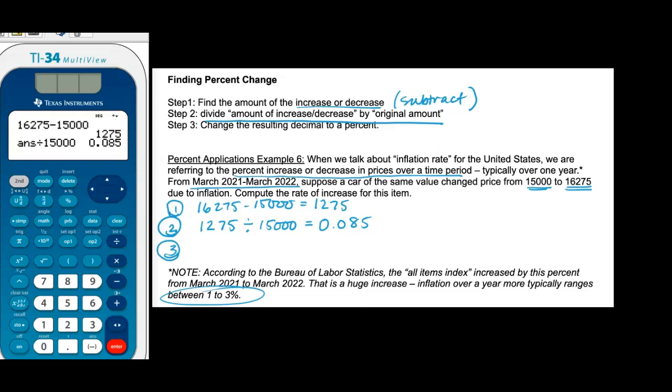And then step three is you're going to change the resulting decimal to a percent. So to do that, all you need to do is take that decimal and move it two places to the right, or in your calculator, you can just multiply by 100 and you end up getting 8.5%. And so if an item changed from $15,000 to $16,275, like was typical for a car in March 2021 through March 2022, that would represent an inflation rate of 8.5%, which is very high compared to other years.